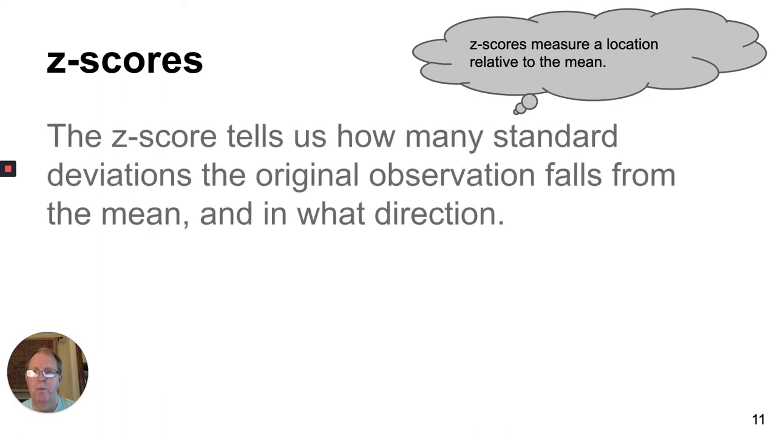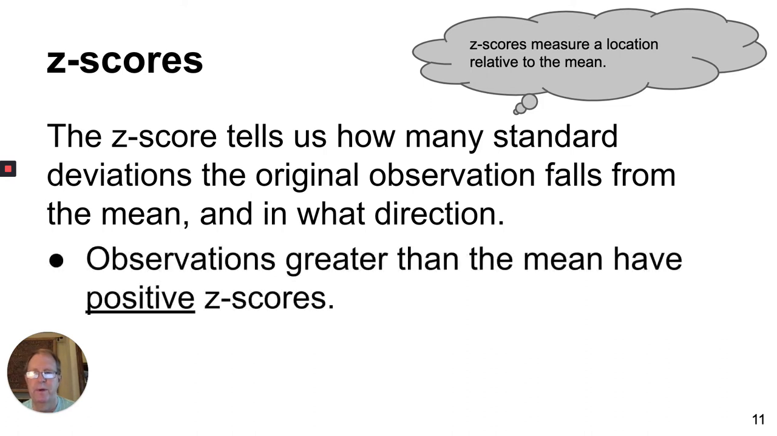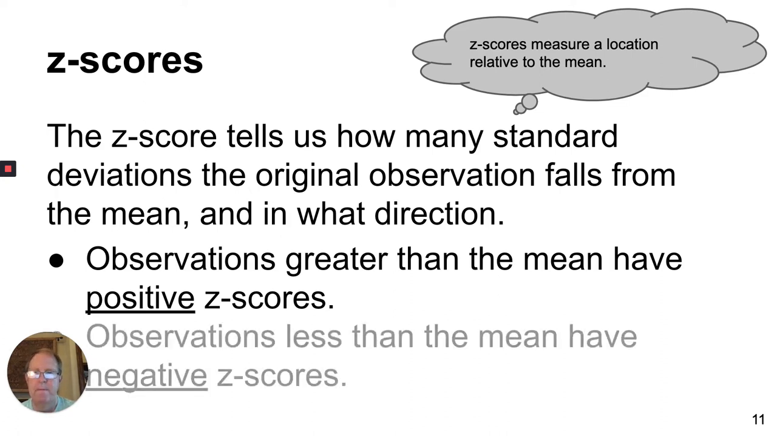Z-scores. What do z-scores tell us? Z-scores tell us how many standard deviations the original observation falls from the mean and in what direction. Observations greater than the mean have positive z-scores. Observations less than the mean have negative z-scores. Z-scores measure a location relative to the mean.